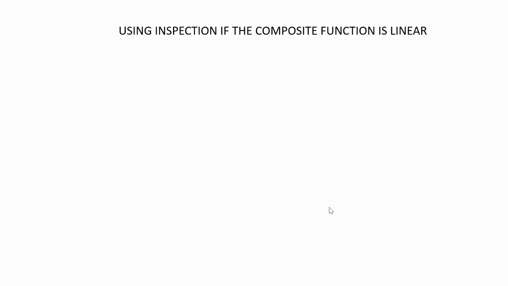Okay. Right, now we're going to look at using inspection if the composite function is linear. Okay, so this is sort of a new topic for some of you. But the idea is, let's say I get a power function. All right, now if I have a power function, I don't want to multiply this out. If I've got a power function, what I want you to look for is to see whether this inside the bracket is linear. In other words, ax plus b or mx plus c, all right? And if it's linear, the idea is we want to follow a rule, and this works really well.